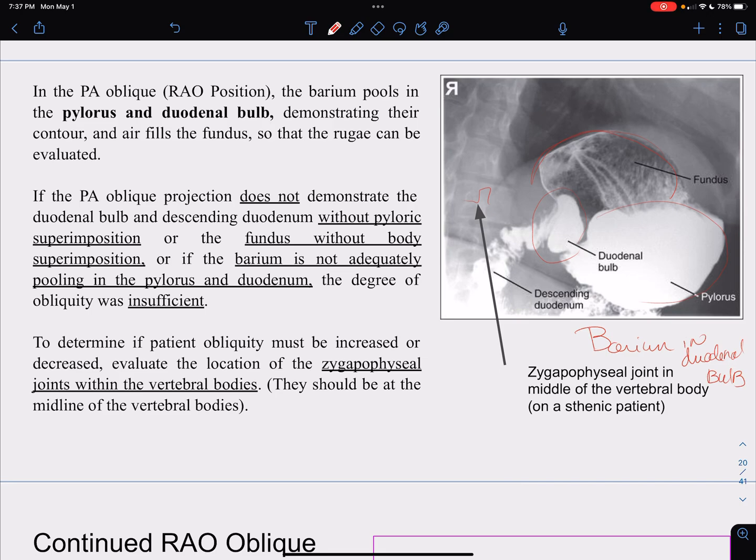On this patient, I feel like they're rotated a little bit too far. I need to roll them back just a little bit, because you can see that the duodenal bulb is laying over the fundus of the stomach.